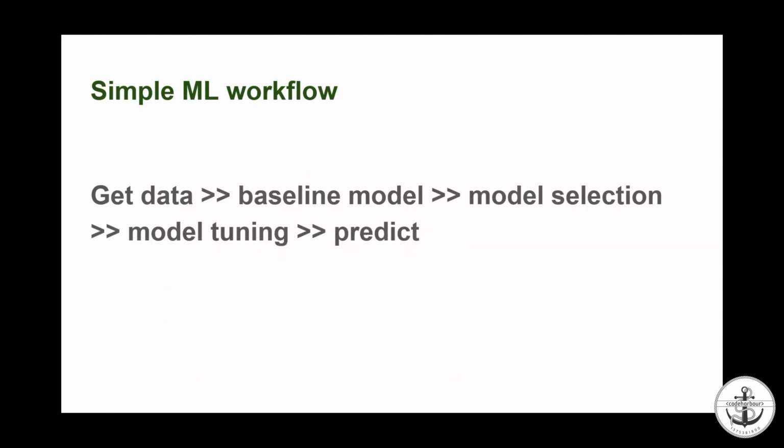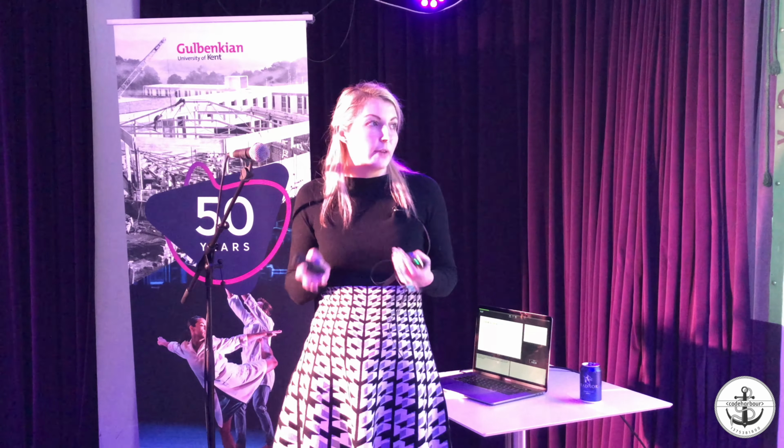So this is what a simple machine learning workflow looks like. First of all, we need to get some data. We then train a model, so we train one of those algorithms that we talked about. Then we go through a process of model selection, so we want to find what is the best algorithm to use for our data. Then we tune that algorithm that we've found, and then we use the algorithm to predict on new data.